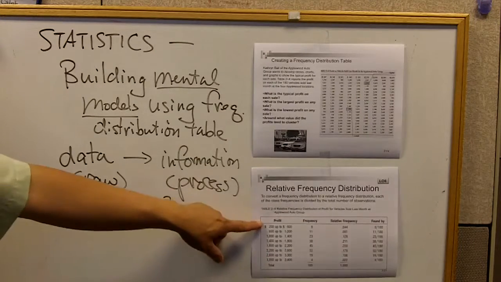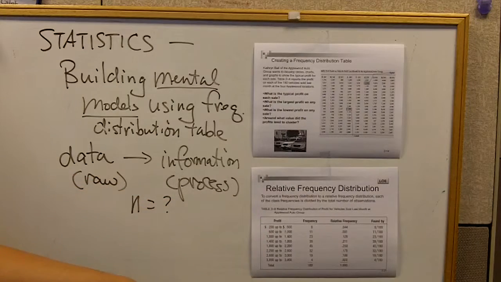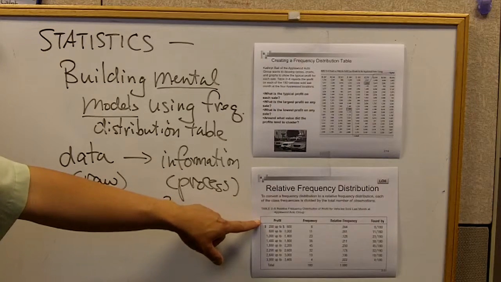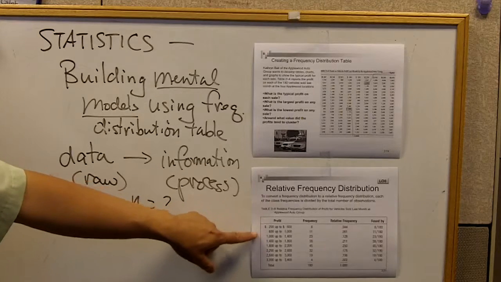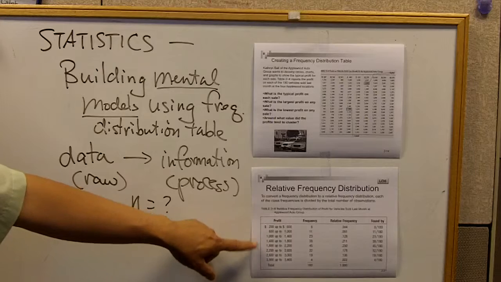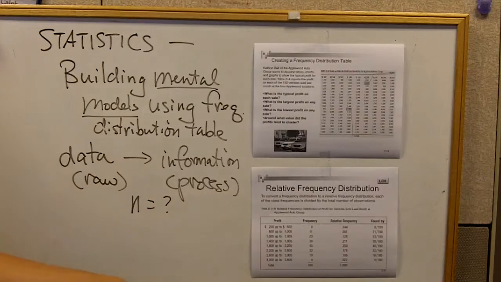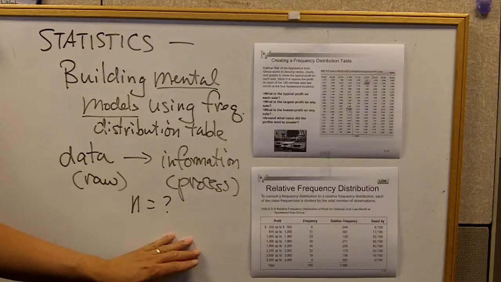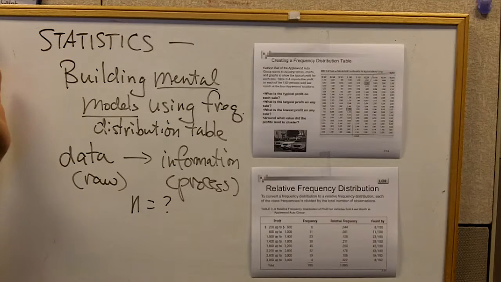Whereas if you have too few, like an interval of every 1,000, so 200 up to 1,200, and then 1,200 up to 2,200, and so on, then you have only 3 or 4 classes, and that's probably not going to be as helpful. You don't want too many, neither do you want too few. We'll talk about it in class, and it's something that we want you to capture when you look at building mental models using the frequency distribution table.